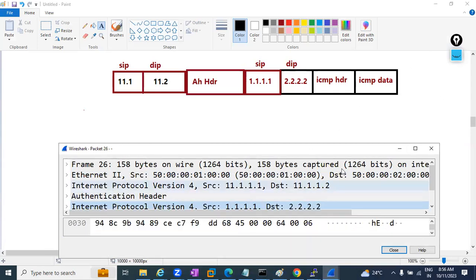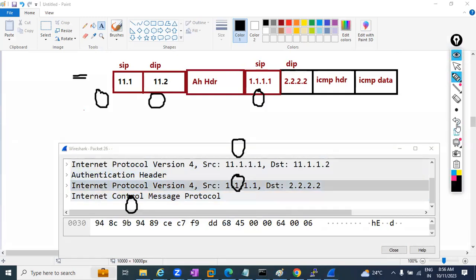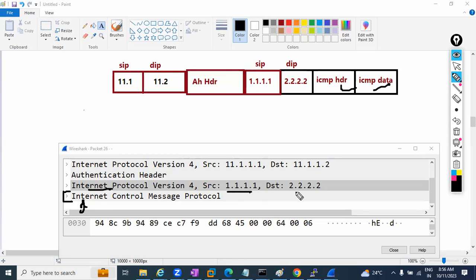Now, first of all, as I can see, this is ICMP, the ICMP data and ICMP header. So this information is the data inside the ICMP header. After that, we have the IP header, which is 1.1 and 2.2, the actual source and destination. This is 1.1, this is 2.2 here.